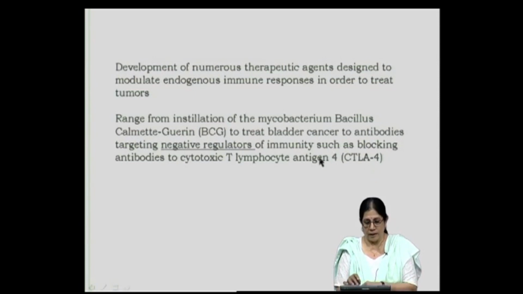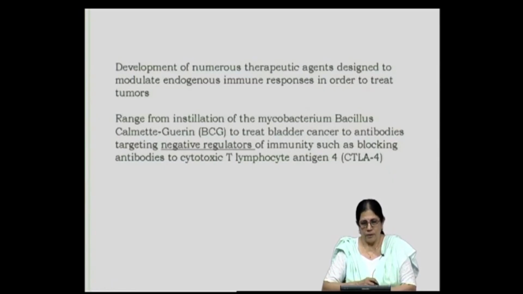Now, the other end of the spectrum, this is the simplest, is to activate the immune system by inhibiting negative regulators. You may have studied by now the molecule CTLA4, which is a negative regulator of cytotoxic T cells. If CTLA4 is inhibited, let us say by blocking antibodies, then there would be no negative regulation and therefore there would be enhanced cytotoxic T lymphocytes against the cancer cells.